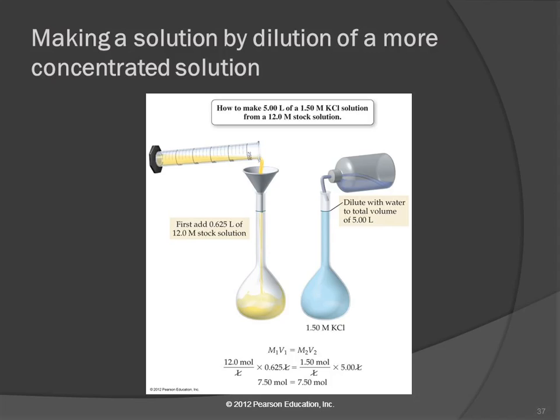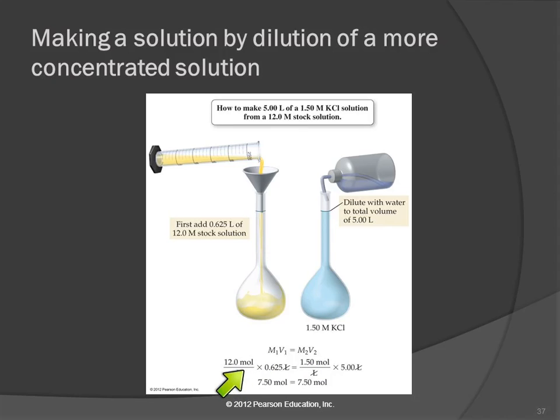How do we make a dilute solution? Well, you figure out how much you need. So here, we're trying to make 5 liters of a 1.50 molar KCl solution from a 12 molar stock solution. So 5 liters and 1.5 molar go together. And 12 is the other one.